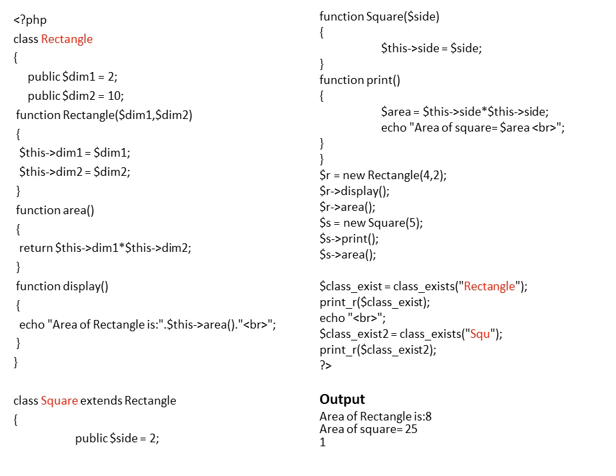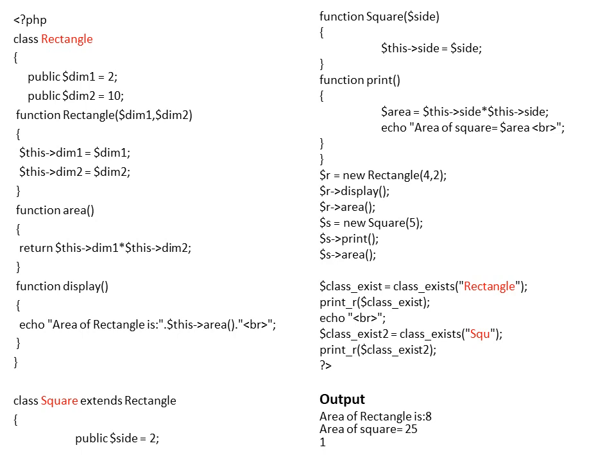For example, class Rectangle and class Square. Now class Square extends Rectangle, so there is an inheritance relationship between the Rectangle and Square. Inside Rectangle there are two attributes, dim1 and dim2, and there are three functions, rectangle, area and display. Inside Square there is one attribute, side, and there are two functions, square and print. After that I have created an object of Rectangle and called the methods of Rectangle. Then I have created an object of Square and called the methods of Square.